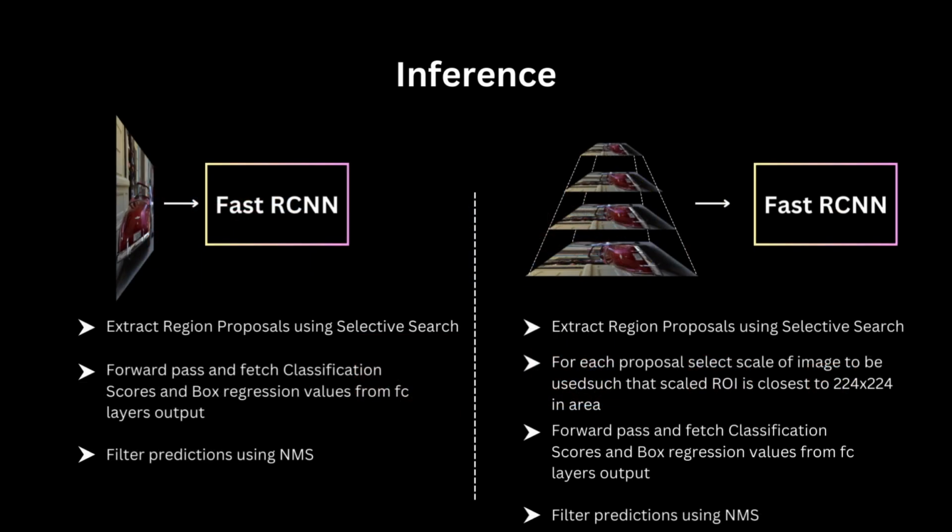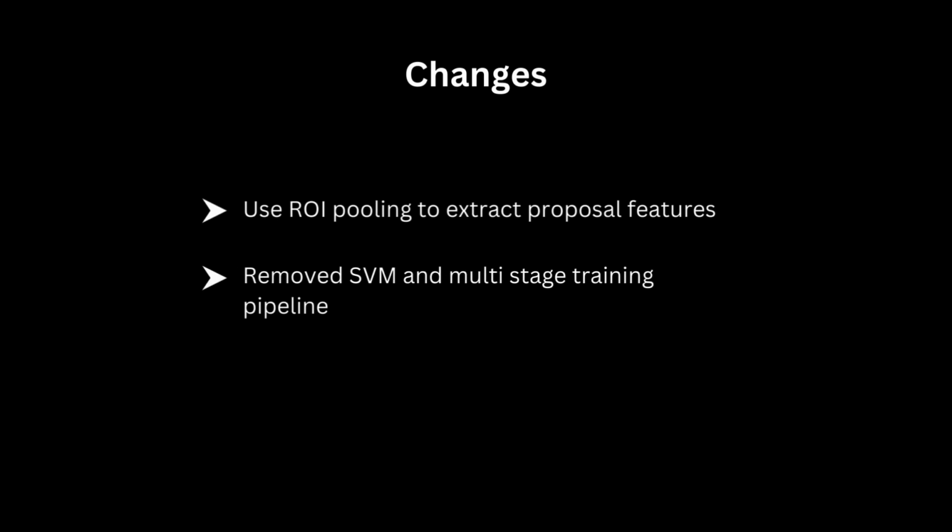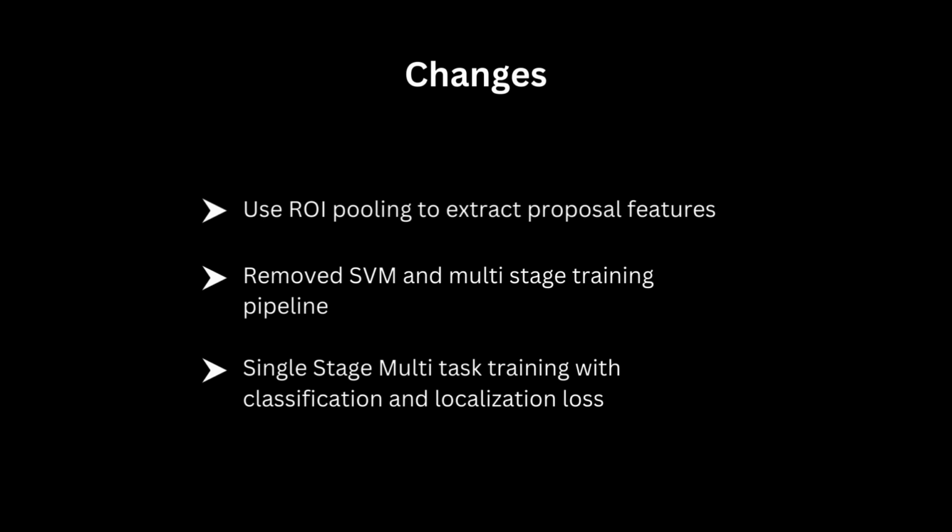Now let's summarize everything that has changed from RCNN. We first moved from forward passes for each proposal to a single forward pass for an image, and the proposal features are extracted using the ROI pooling layer. We got rid of SVM and the multi-stage training pipeline, and instead now have 2 branches of FC layers, one for classification and one for bounding box regression, trained using a multitask loss. And finally, we also added a multi-scale approach using image pyramids along with a brute force method to achieve scale invariance.